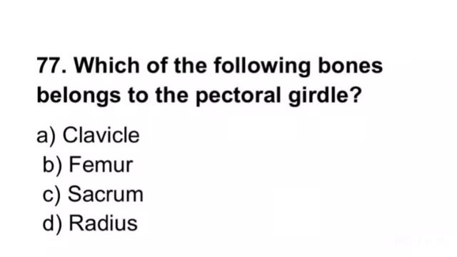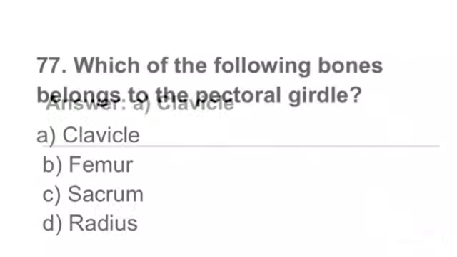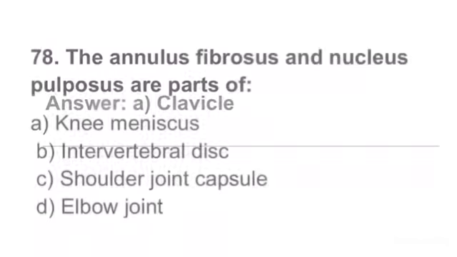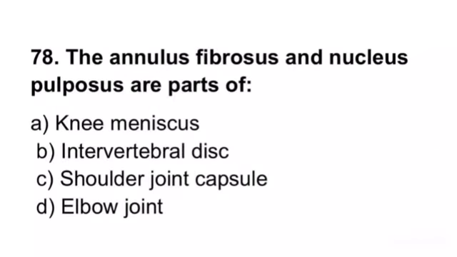77. Which of the following bones belongs to the pectoral girdle? A. Clavicle. B. Femur. C. Sacrum. D. Radius. Answer, A. Clavicle.